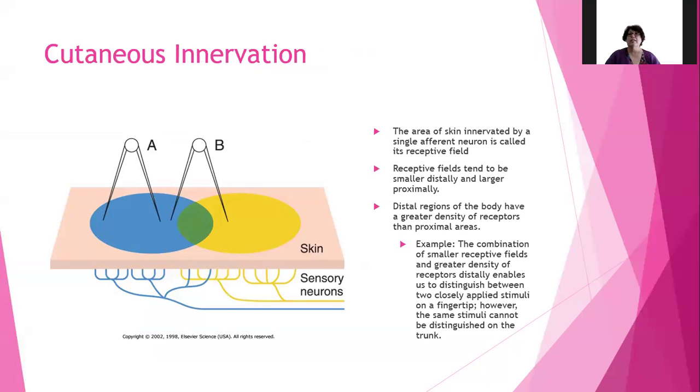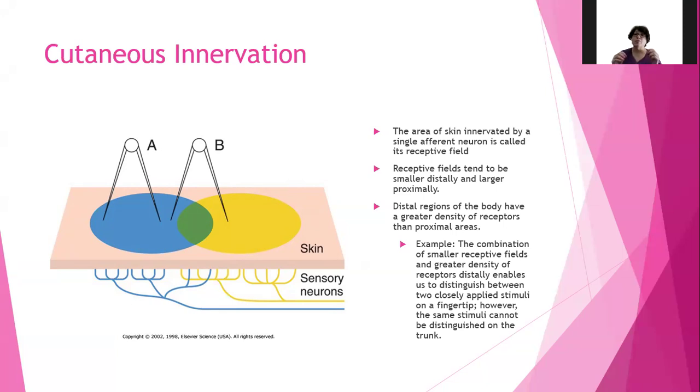The area of skin innervated by a single afferent neuron is called its receptive field. Receptive fields tend to be smaller distally and larger proximally. If you recall from tests and measures class where you did 2-point discrimination, you are going to be able to discriminate 2 points closer together on a distal portion of your body than you are on a proximal portion of your body. The distal regions also have greater density of receptors.